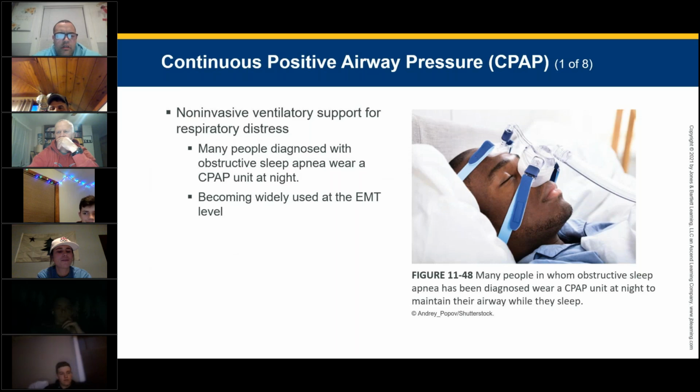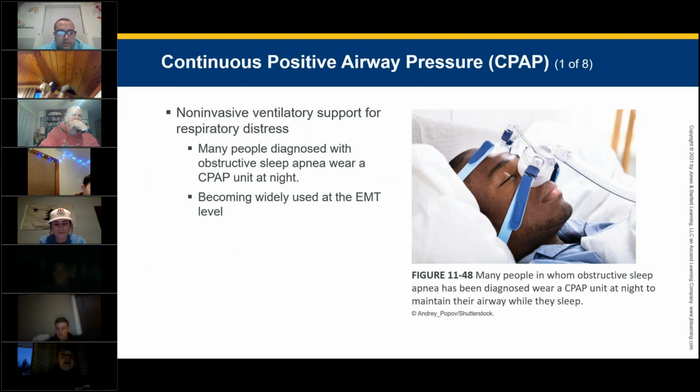All right, let's talk CPAP. So CPAP is non-invasive ventilatory support for respiratory distress. Many people diagnosed with obstructive sleep apnea wear a CPAP unit at night to maintain their airways while they sleep. CPAP in the pre-hospital environment has proven to be an excellent adjunct in the treatment of respiratory distress associated with COPD, acute pulmonary edema, and acute bronchospasm. CPAP is becoming widely used at the EMT level. As EMTs in both Maine and New Hampshire, you are able to use CPAP.